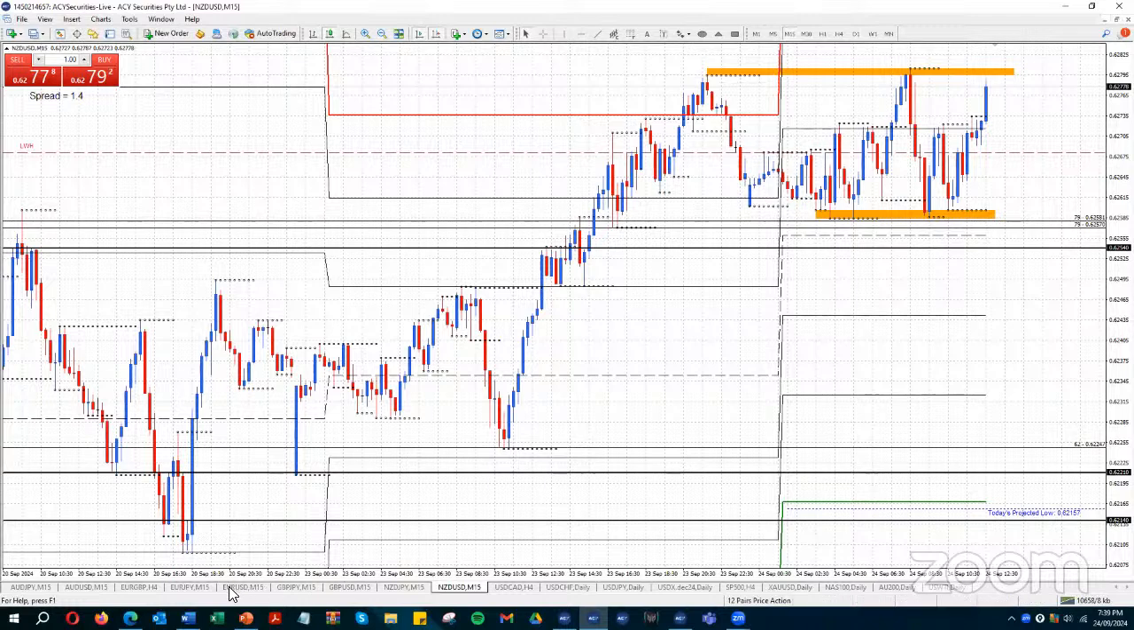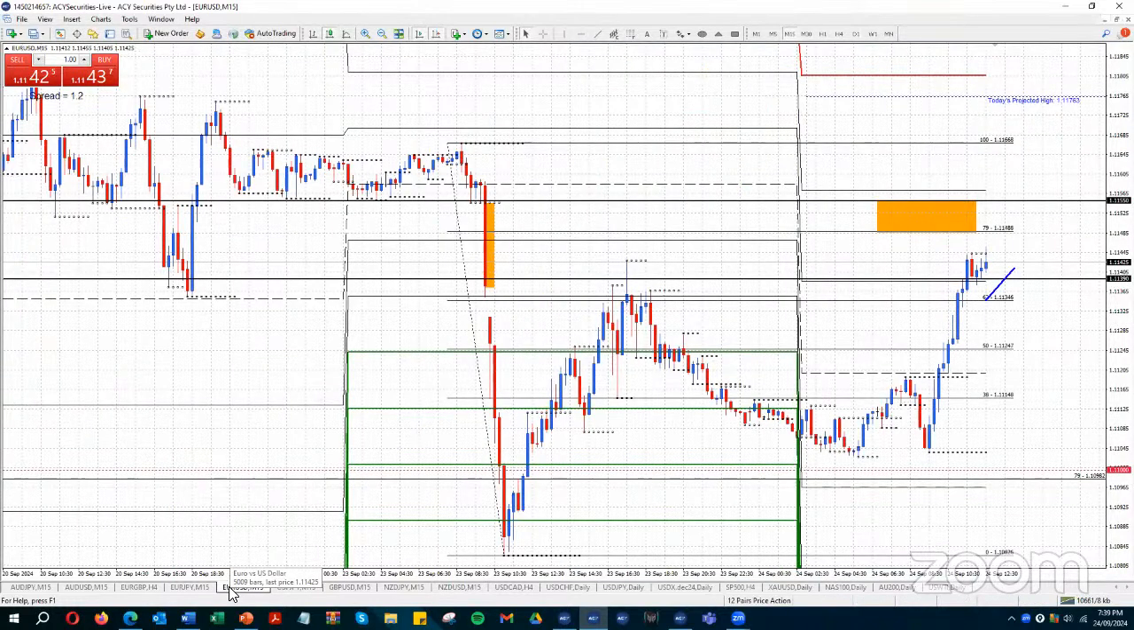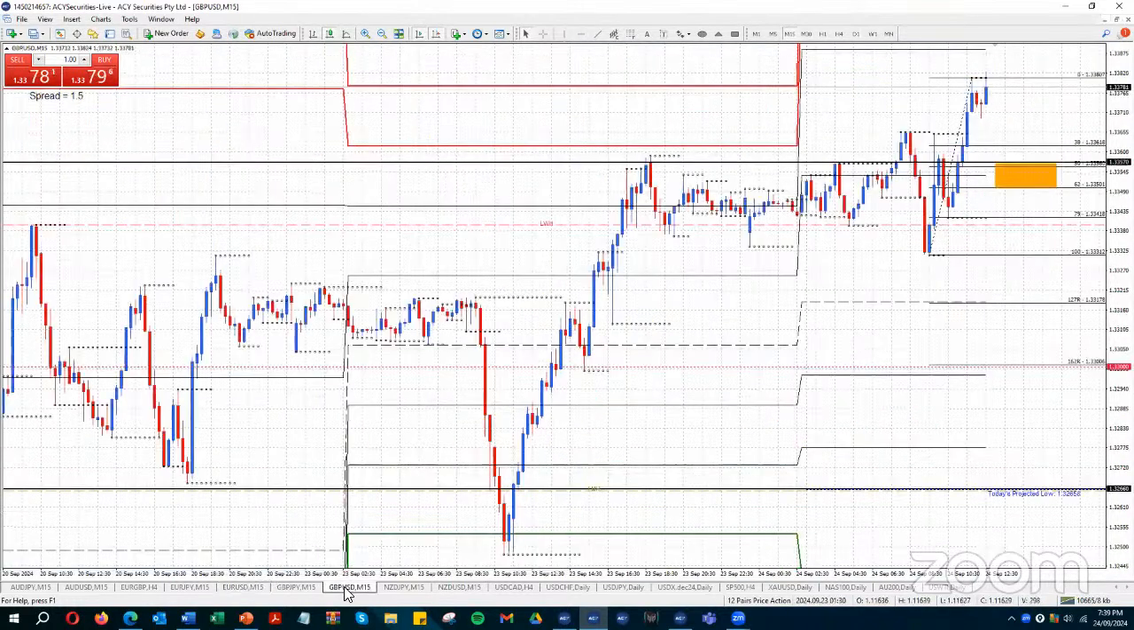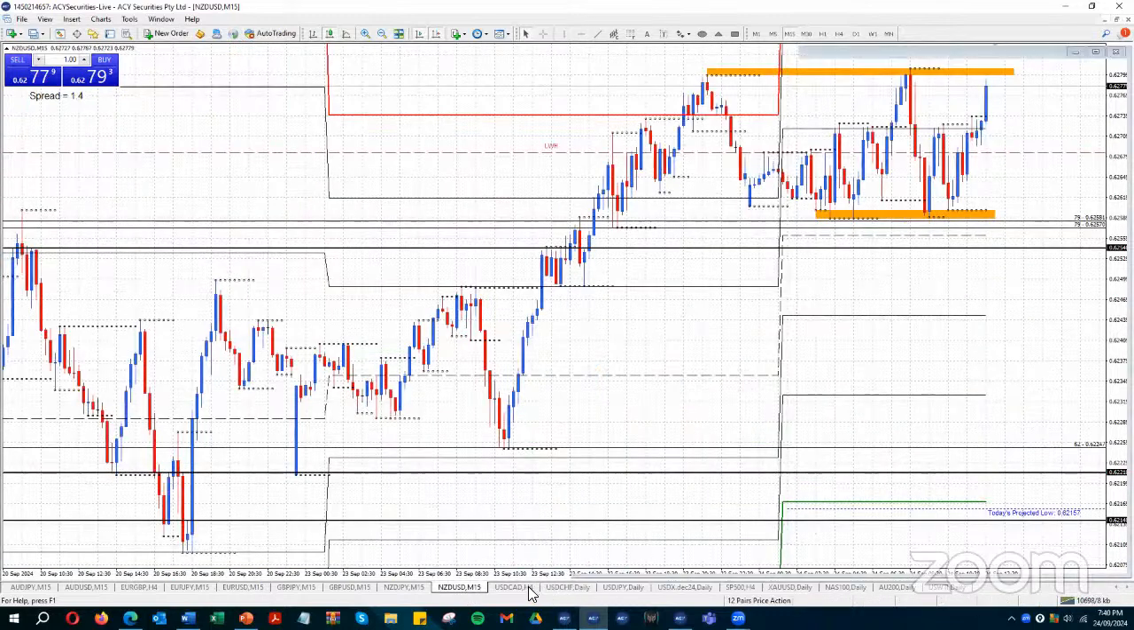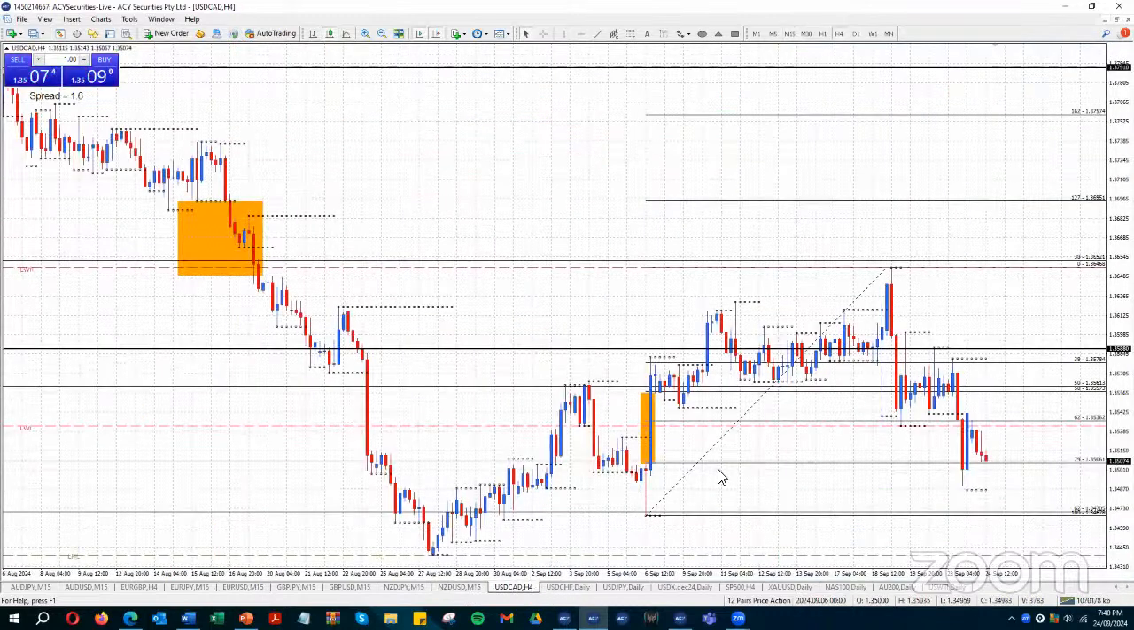Just want to know what the euro dollar is doing. Pound still going up. All right. Dollar Canadian. Let's just go through the time frames.